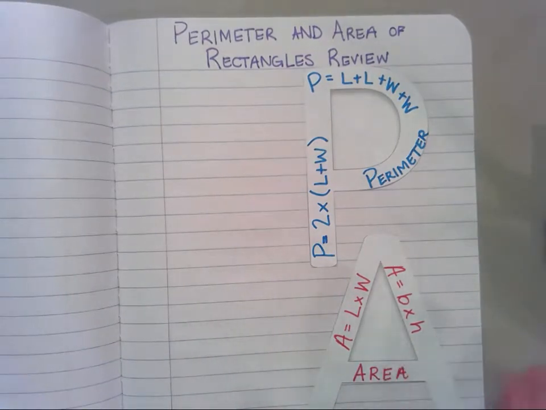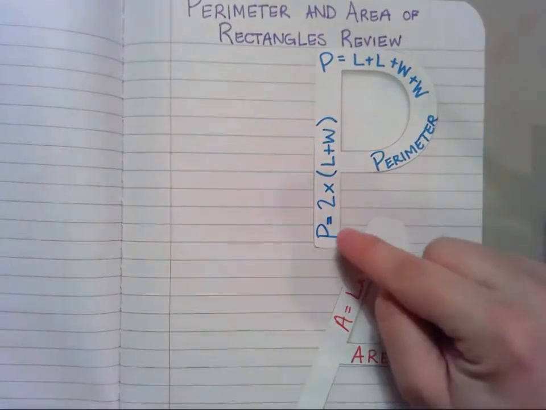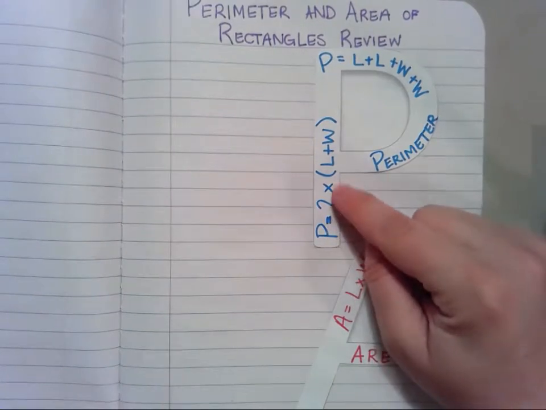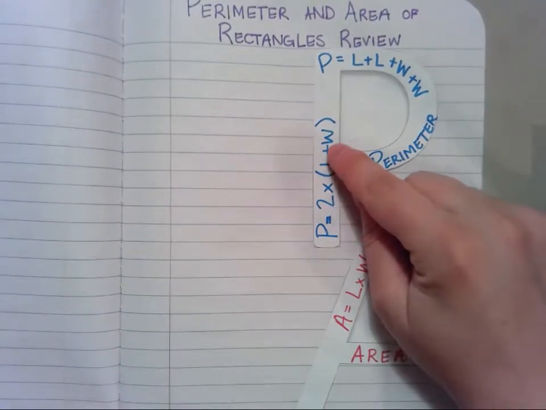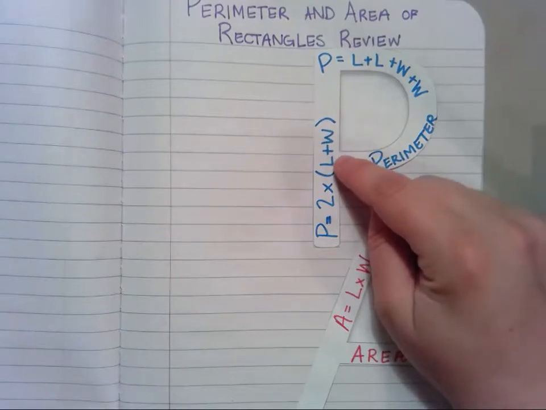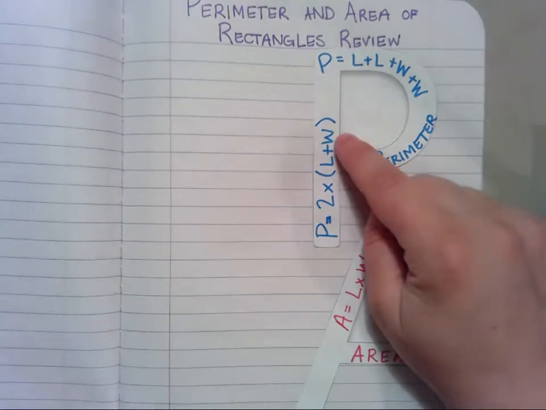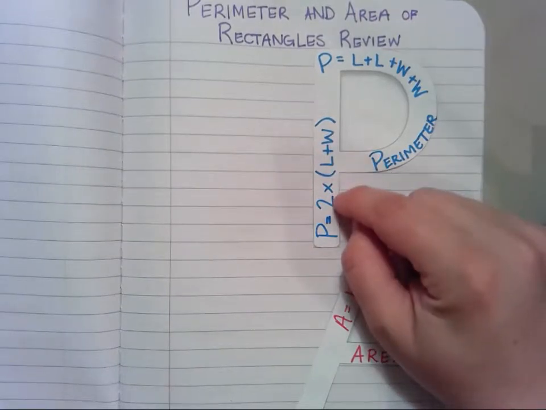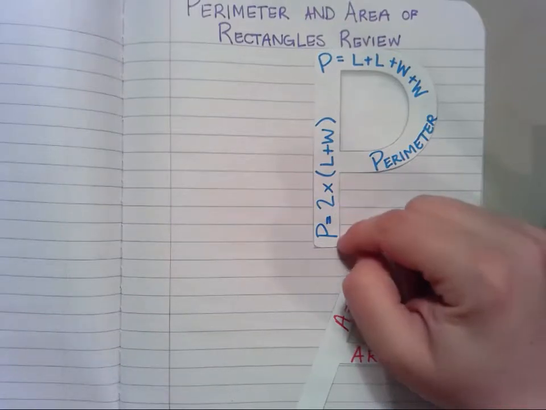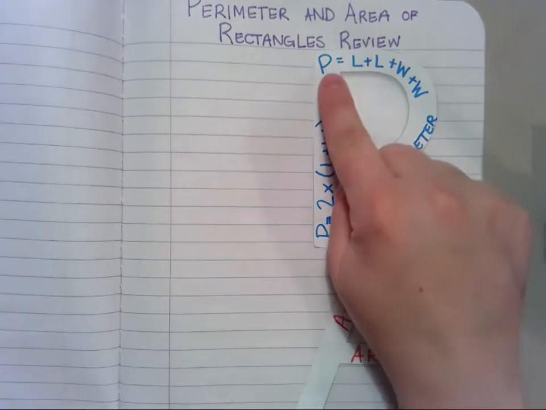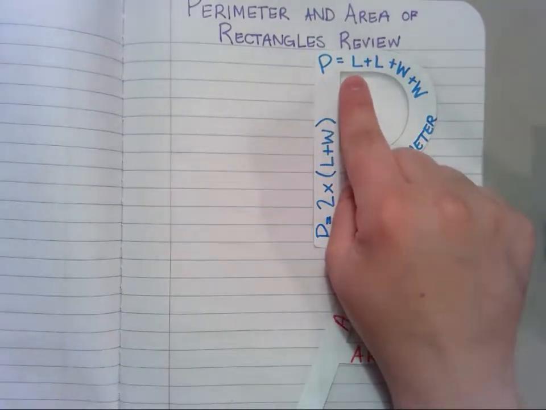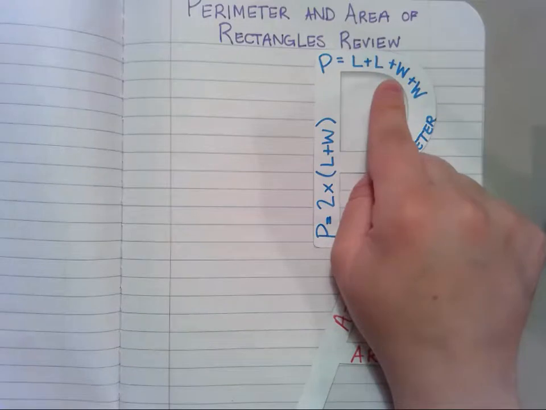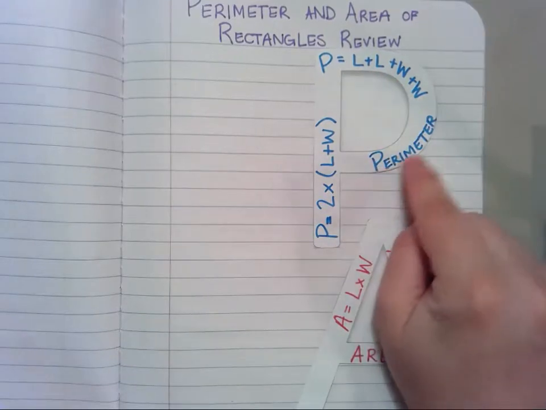So if we look at these two things, we have perimeter equals 2 times the length plus the width. We have two sides that are our length. We have two sides that are our width. If we add those together, the length and the width, multiply it by 2 for the other two lengths and the widths, we're going to get perimeter. We could also find this by doing perimeter equals length plus length plus width plus width. That's perimeter.